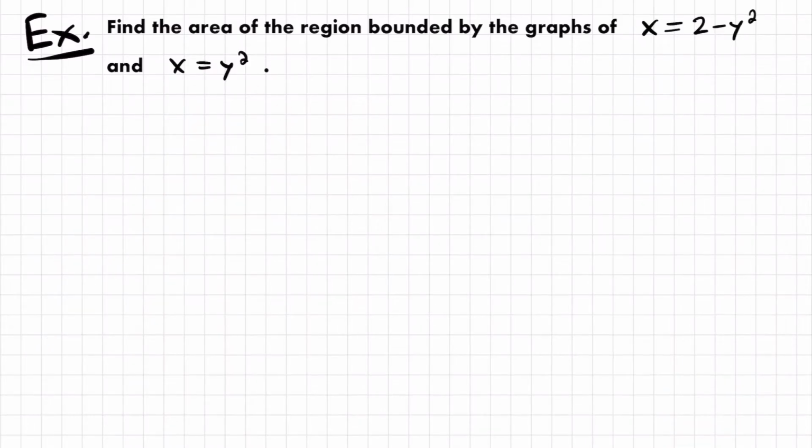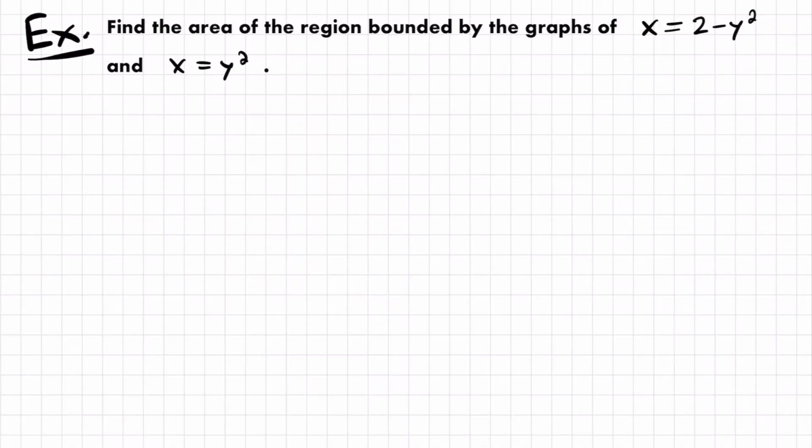For our next example, we want to find the area of the region bounded by the graphs of x equals 2 minus y squared and x equals y squared. All right, so this is a little bit of a different problem. Instead of giving us equations in terms of x, we have been given two equations in terms of y.